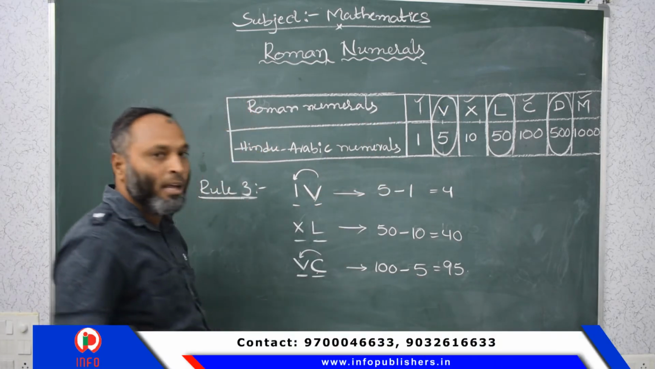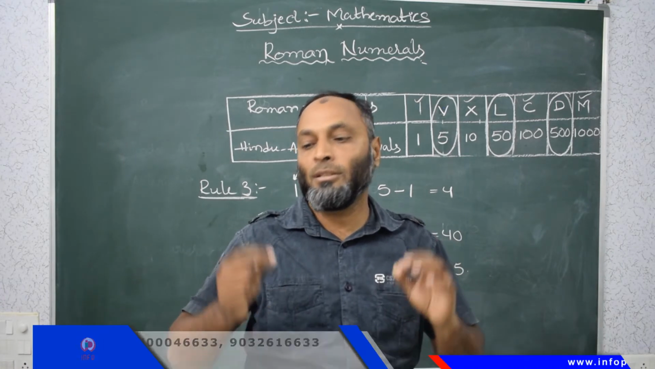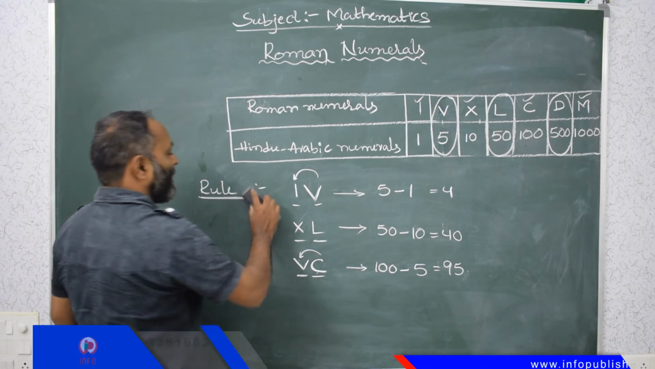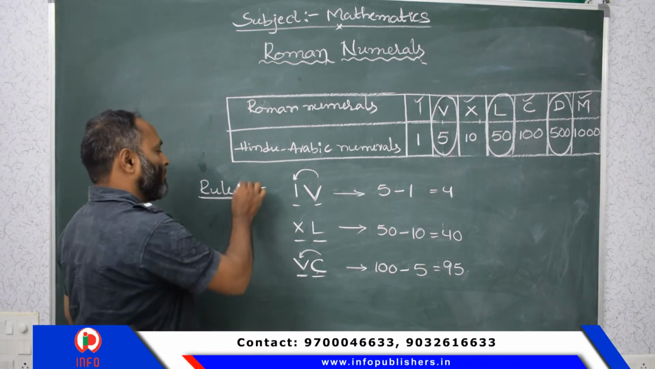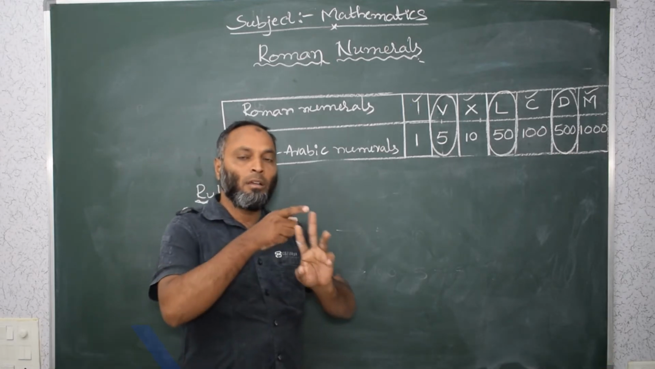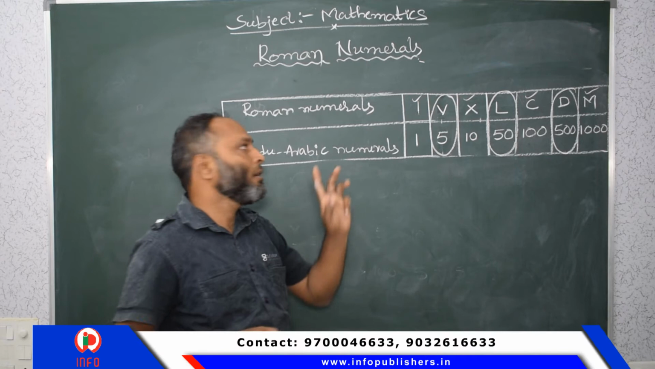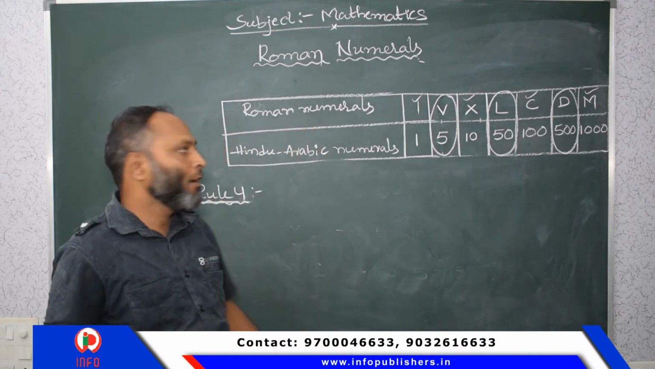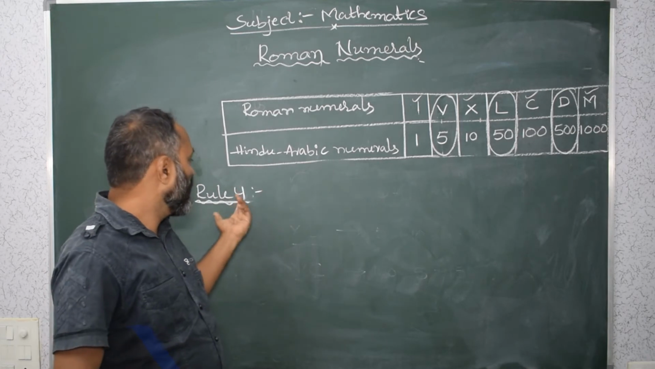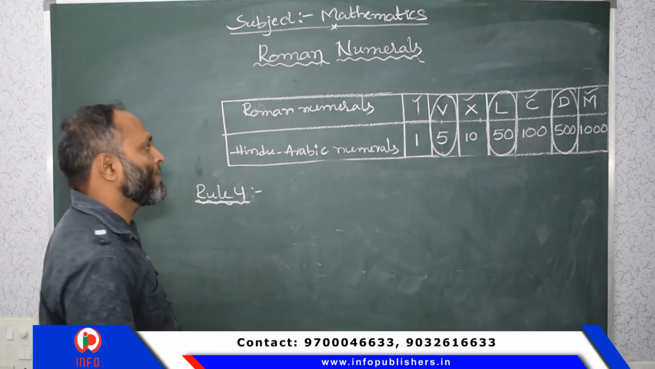So then the last rule, that is the fourth rule. Now we are going to discuss rule number 4. How to represent Roman numerals in rule 4. Now friends, we discussed rule 1, rule 2 and rule 3. In three rules we discussed how to represent Roman numbers when Hindu Arabic numbers are given. So what is the condition in the fourth rule? We are going to discuss.